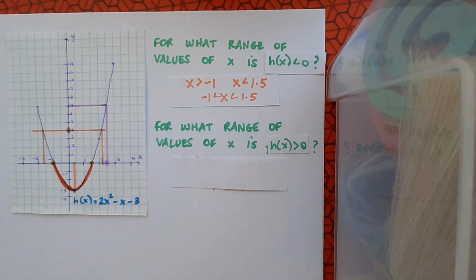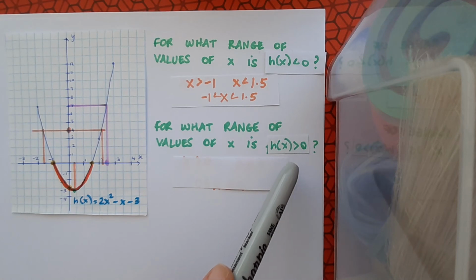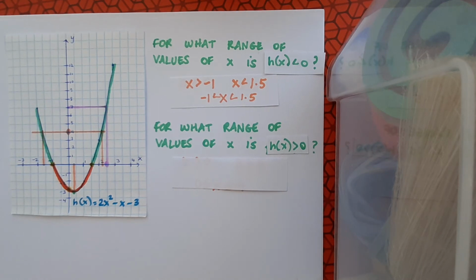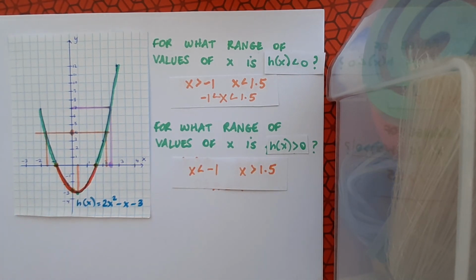Next, I want to know for what range of values of x is h of x greater than 0. So again, what does this actually mean? Well, h of x is greater than 0 means that I'm looking above the x-axis. So I've highlighted the regions above the x-axis, and they are to the left of -1 and to the right of 1.5. So I'll say x is less than -1 and x is greater than 1.5. Now notice this time I didn't use an equals part on my solution because it wasn't an equals part on the question.